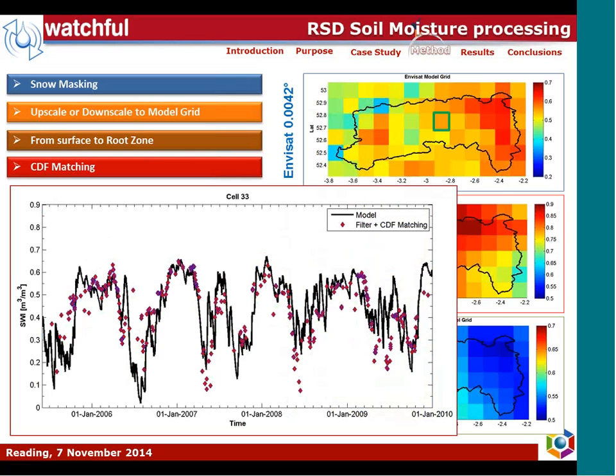Then we use the filter that was proposed by the team of Wagner et al. to convert surface soil moisture to root zone soil moisture using a timescale coefficient. And in the end, we performed the CDF matching to have the same climatology in the remote sensing product and the model.